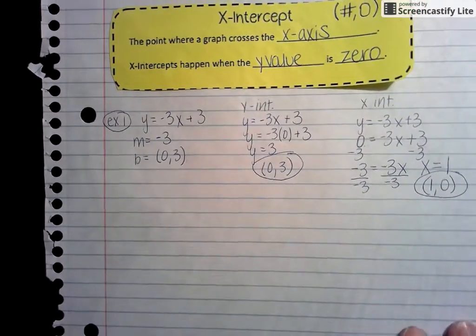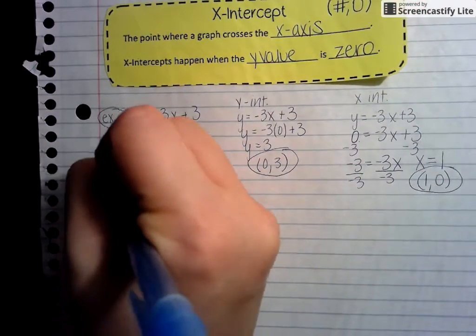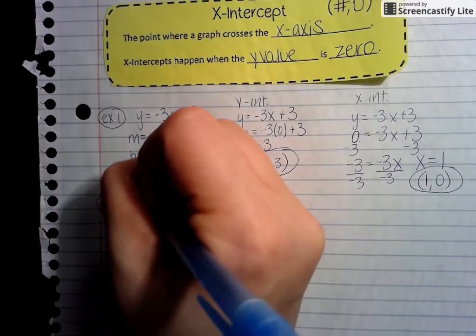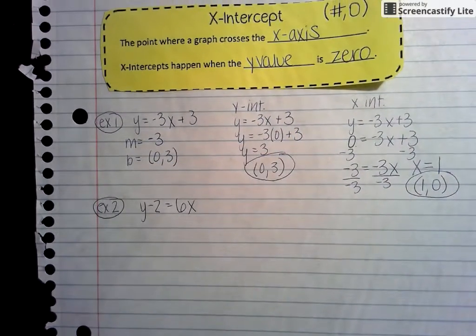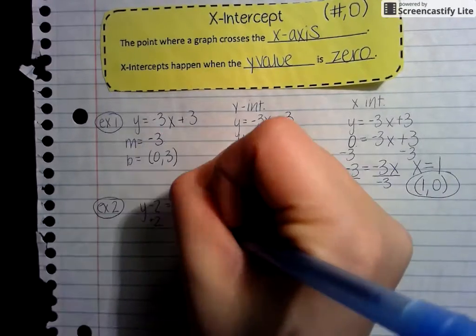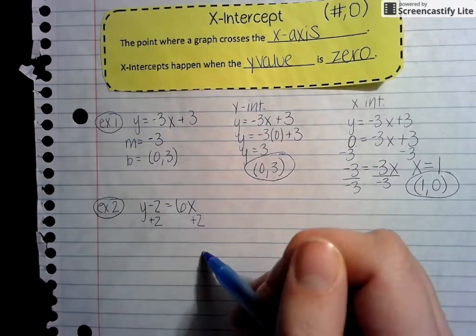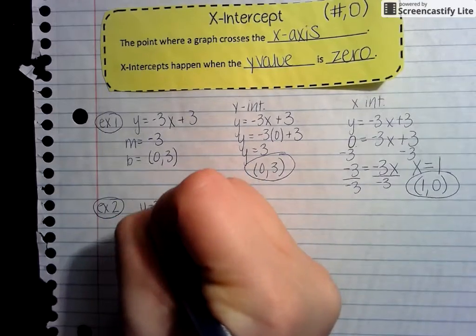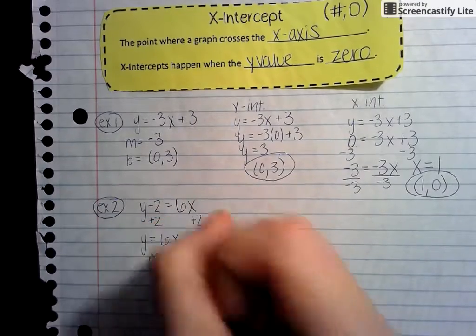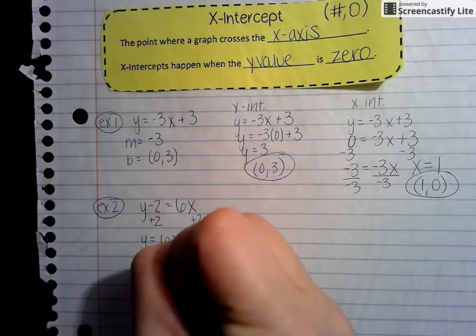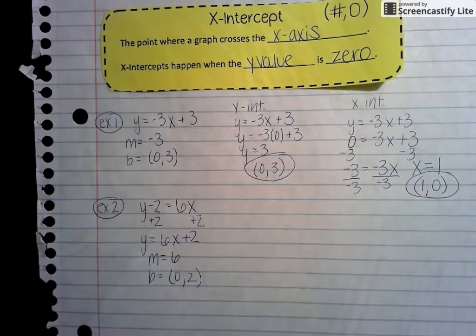So another example would be if I have y minus 2 equals 6x. I want to put this equation back into y equals mx plus b to find the x-intercept and the y-intercept. So I add 2 on both sides. I cannot combine 6x and 2, so I get y equals 6x plus 2. I know that my slope is 6. My y-intercept is going to be 0, comma 2.